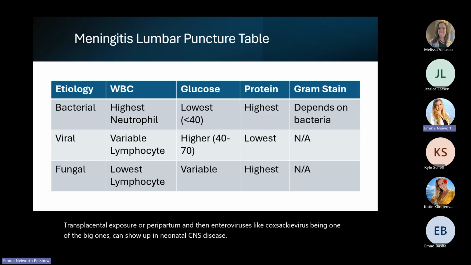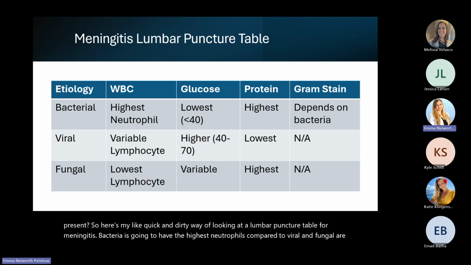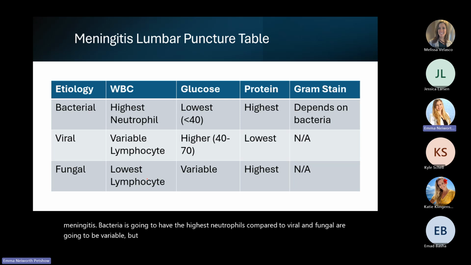I really wouldn't lean too much into lumbar puncture tables because we're not diagnosing on this test, but I have seen them throw in some stuff on answers that could help you narrow things down, like is protein present or not, is glucose present or not. So here's my quick and dirty way of looking at a lumbar puncture table for meningitis. Bacteria is going to have the highest neutrophils, while viral and fungal are going to be variable, but really show more lymphocytes overall. Fungal is going to have the lowest white blood cell content.